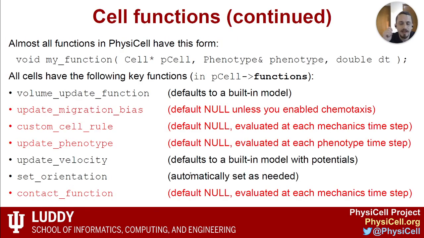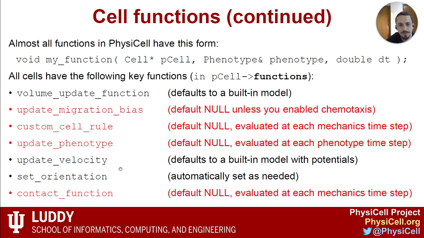So for the functions, especially the functions on the cells, we have a bunch of them. The first one is the volume update. This is one default function where they are updating according to the target volume. They update migration bias, which by default is null unless you enable chemotaxis. The custom cell rules is the one if you want to change one custom cell rule. The update phenotype is updating according to the phenotype time step.